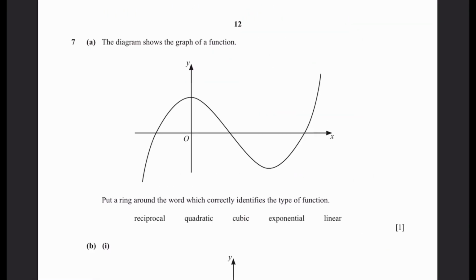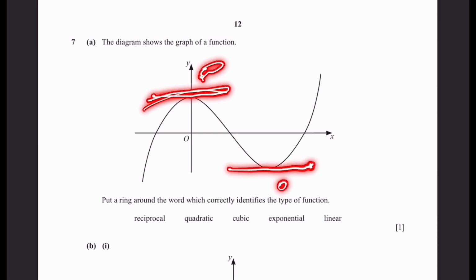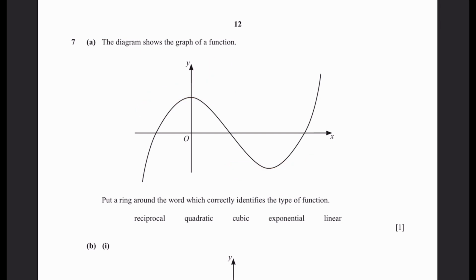Question 7. A. The diagram shows the graph of a function. Put a ring around the word which correctly identifies this type of function. So we can see that there are 2 distinct turning points where the gradient of the tangent line is 0. Since the y coordinate does not change at all in this line, and therefore this is a cubic graph.